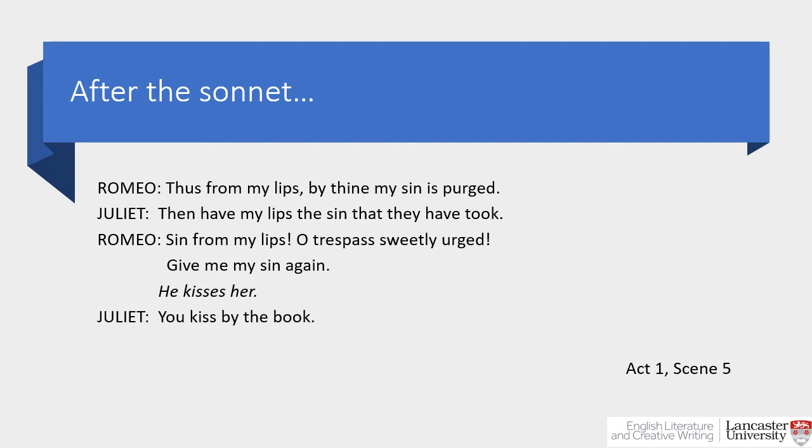Now Romeo gets his biggest laugh from the audience. He's coming back for more. "Sin from my lips? Oh, trespass sweetly urged. Give me my sin again." And he kisses her again. Juliet's getting a little bit skeptical of his wordplay. Feels it's a bit technical. "You kiss by the book."